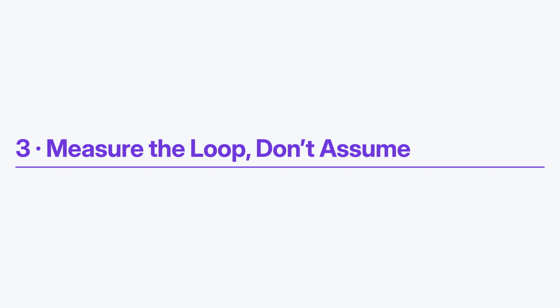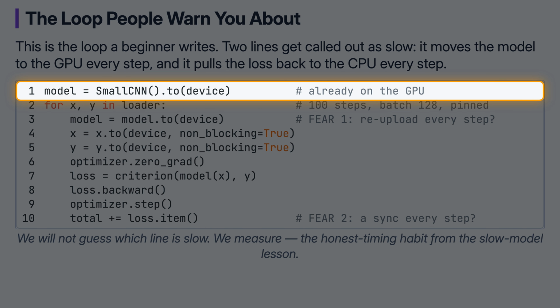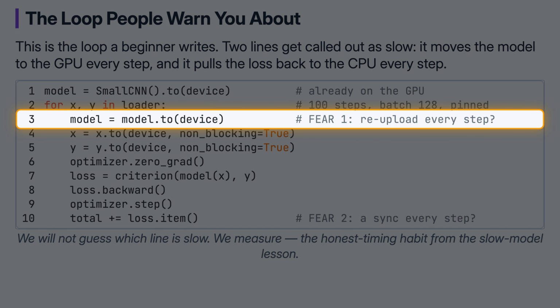Part 3. Measure the loop, don't assume. Time to put the 2 fears on the clock. This is the loop a beginner writes. The model is already on the GPU. This line moves the model to the GPU every step.